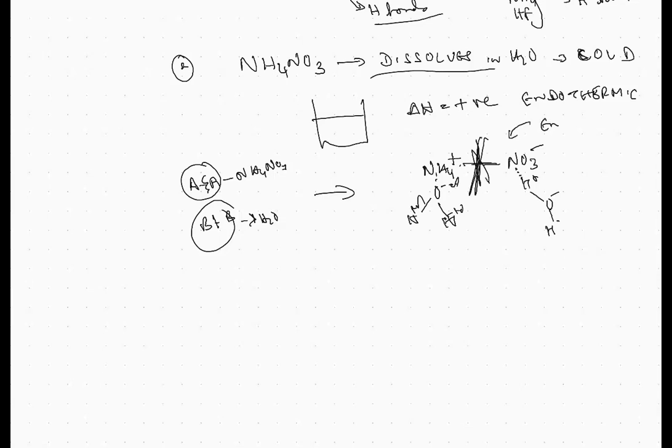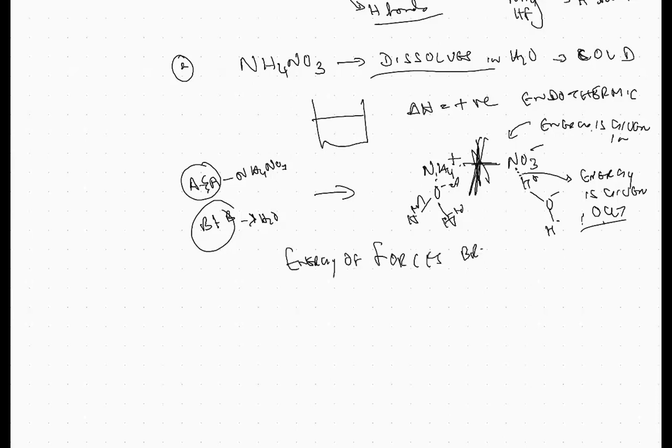When these bonds are formed, energy is given out. There's a difference between these two. The energy you put in, because the forces are stronger, you have to give more energy. And when they form, only a little less energy is given out, so there's a reduction. More energy is absorbed in the system. So what it means is the energy of forces broken exceeds the energy of forces formed.